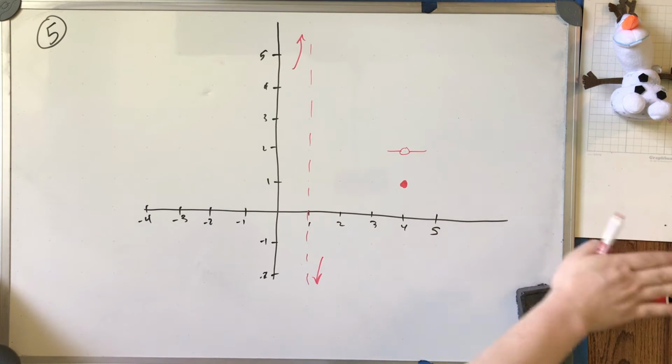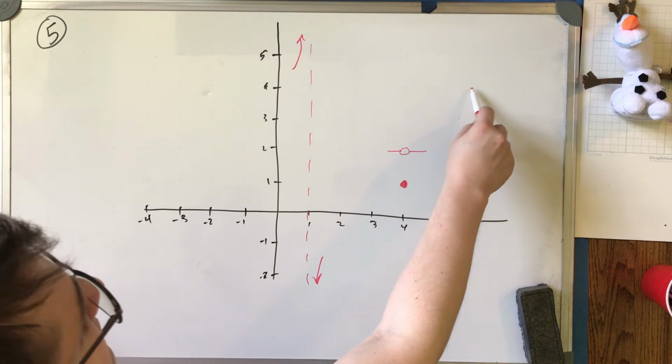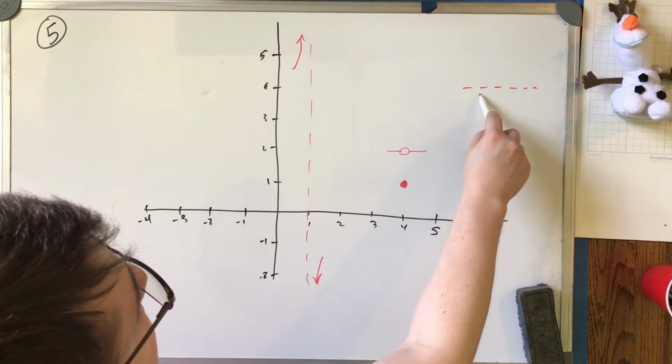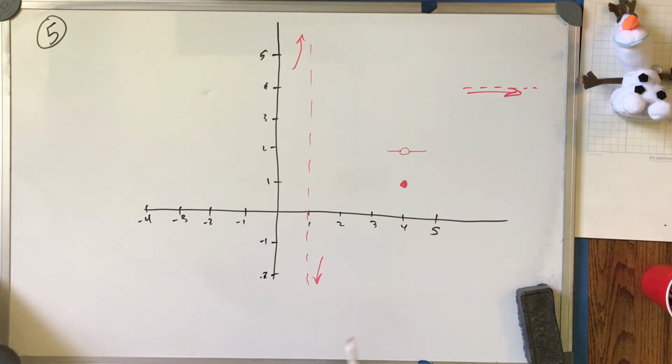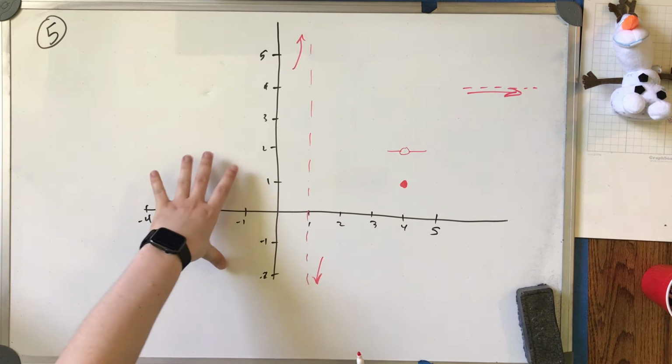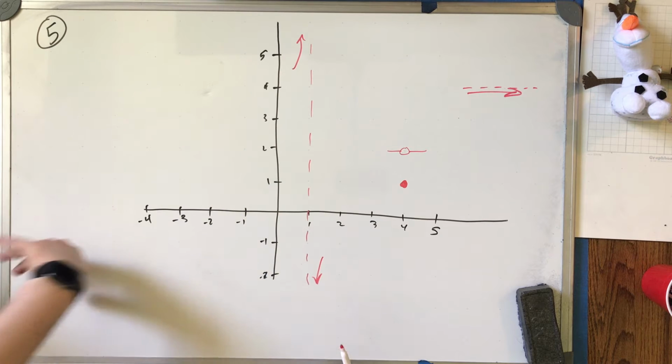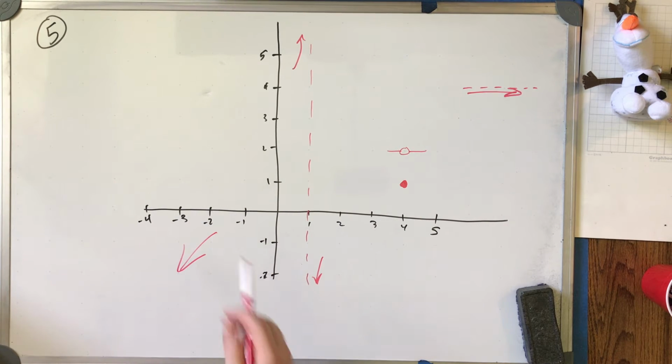As x goes towards positive infinity, we're approaching a y value of 4. So I'm just going to put a little dotted line here and then put an arrow there to say, hey, I'm going that way towards 4. As I come on this side, towards negative infinity, I'm going down this way. So that's my rough sketch of everything, and all I have to do now is just connect the dots.